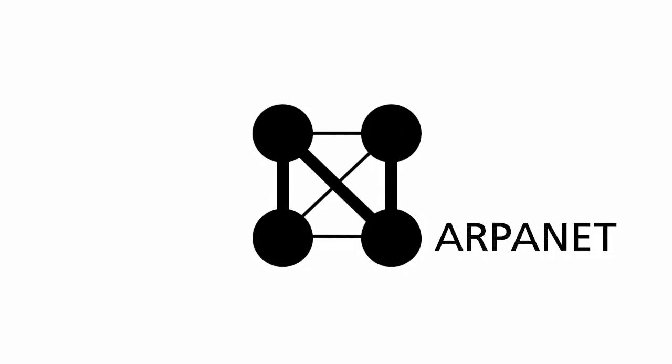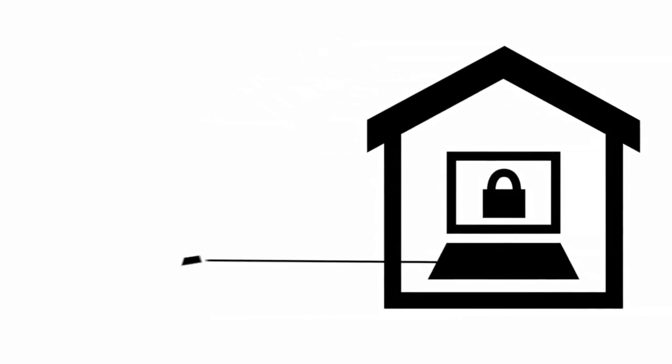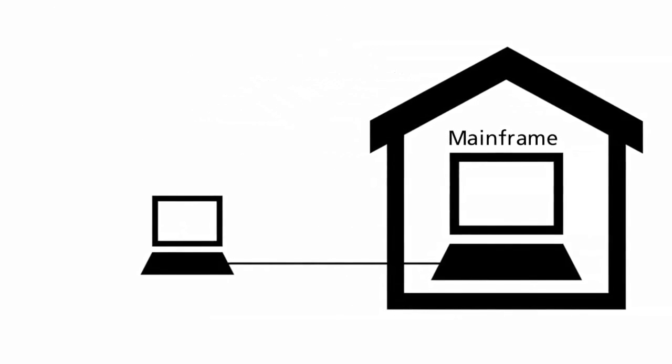Let's begin with the ARPANET, the most familiar of these networks. Its development began in 1966. Universities were generally quite cautious about sharing their computers. Therefore, small computers were put in front of the mainframe.